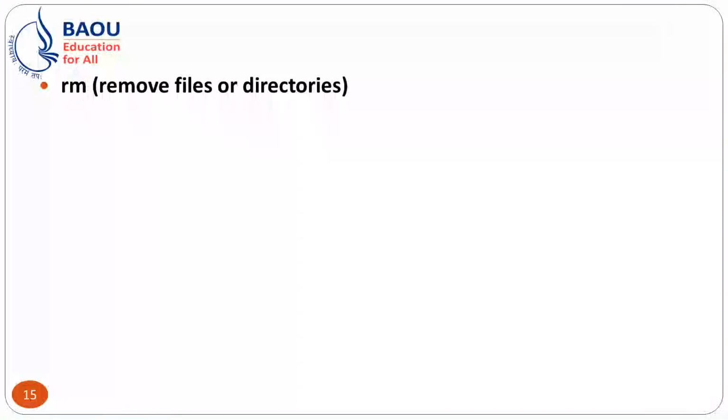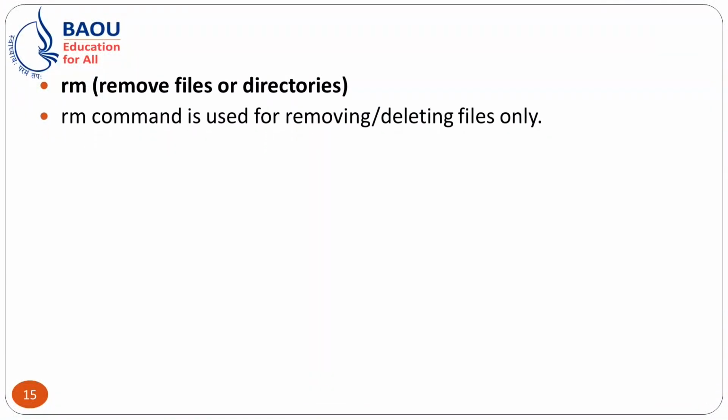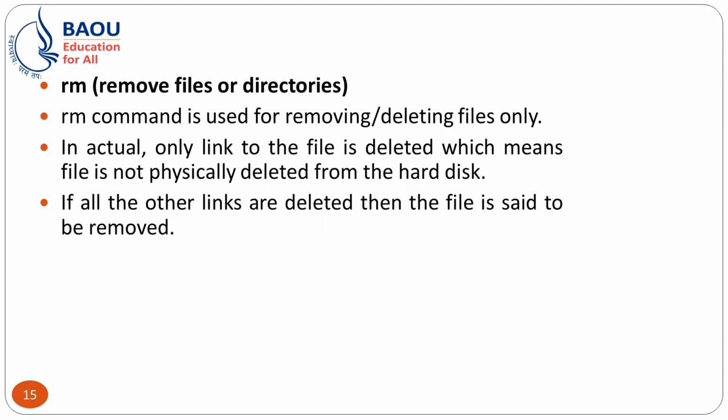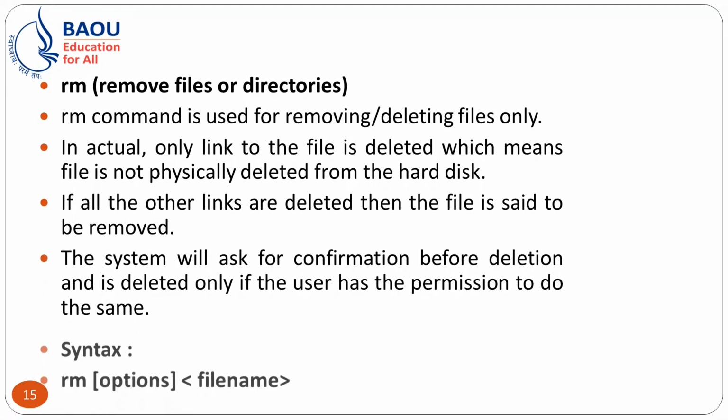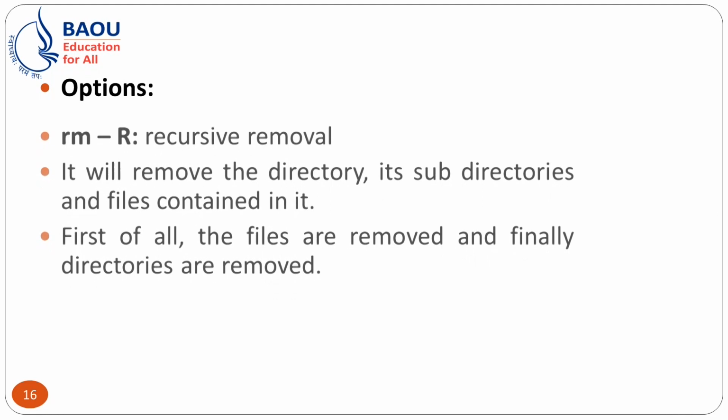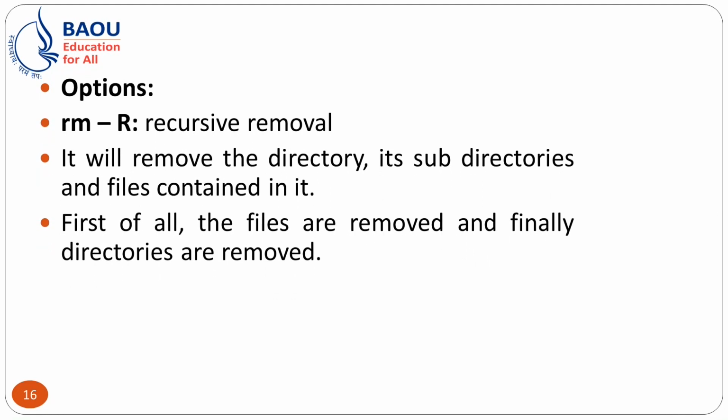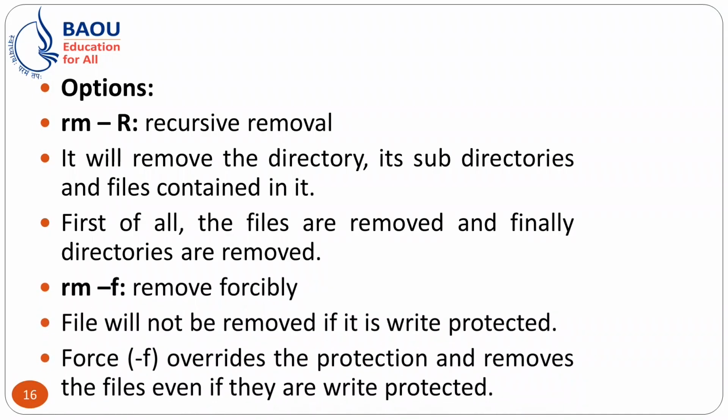So, you can see here that rm is used to remove files or directories. Now, which options can you use with this? So, you can use the R option, that is recursive removal. So, all the subdirectories or whatever files are available in that particular directory can be deleted with the help of the R option, right? Then the next option is the F option, that is remove forcibly.